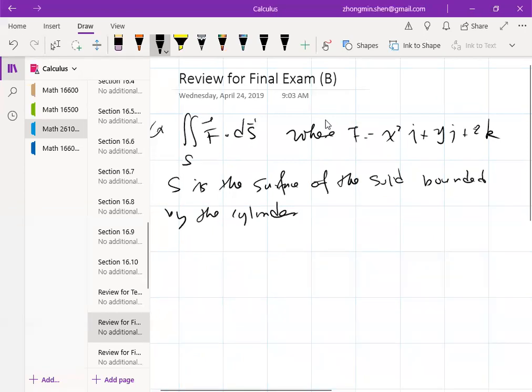All right, so with a cylinder, x squared plus y squared equals 1. Let me finish writing the problem. And the planes z equals x plus 1 and z equals 0. Okay, so you look at this problem.